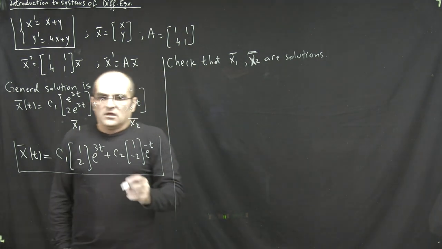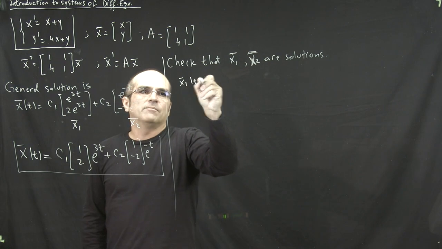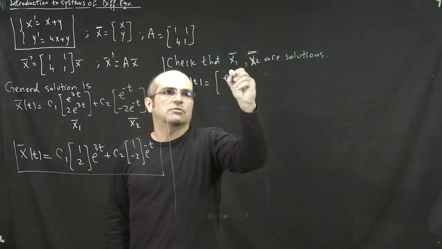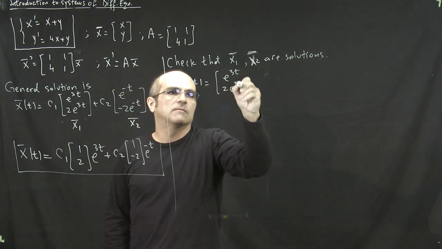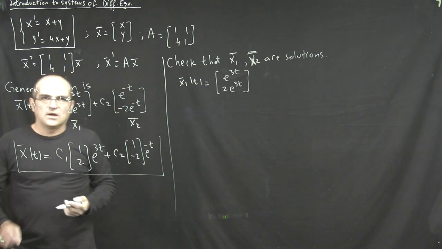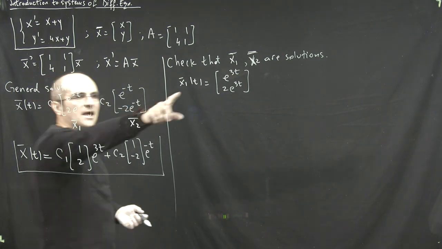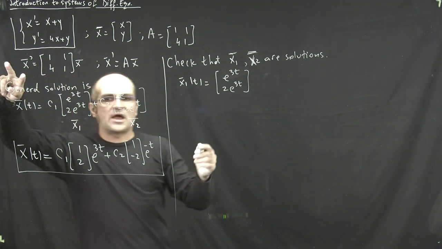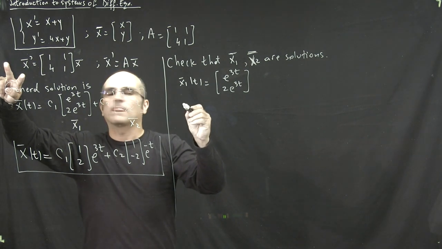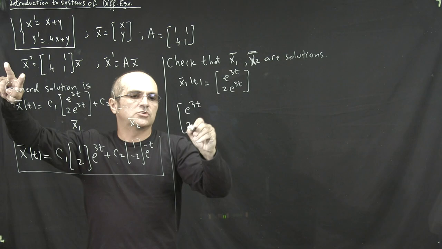So this one, e to the 3t, 2e to the 3t, how do we check that it's a solution of the system? Well, we plug it into the system and do the work, right? So we're going to plug in this x1 prime on the left side, right? So we're going to take the derivative of e to the 3t, 2e to the 3t.